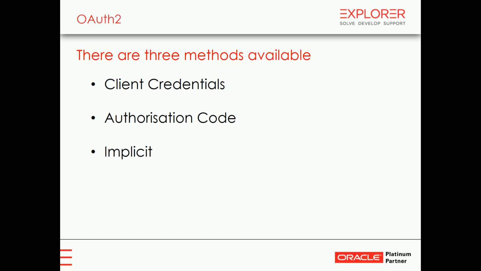You can protect web services with OAuth2 using the OAuth package, and there are several options available. Client credentials, a two-stage process for server-to-server communication where no human interaction is needed. Authorization code, a three-stage process with human interaction, and implicit, a two-stage process with human interaction.